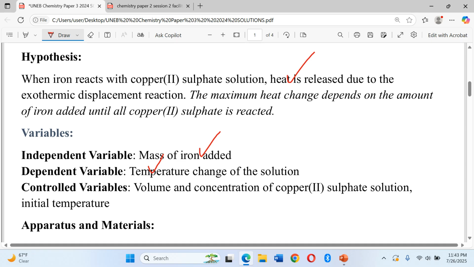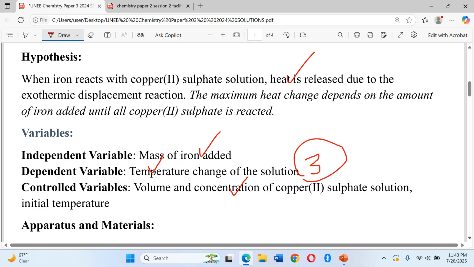Now, when you're carrying out this experiment, we are going to keep the volume and concentration of copper 2 sulfate constant. We are not going to change. What we do for the mass of 1 gram, it should be the same volume and concentration for the mass of 2 grams, the mass of 3 grams. So you are keeping this one constant, and here you get all your 3 marks. You get all your 3 scores.